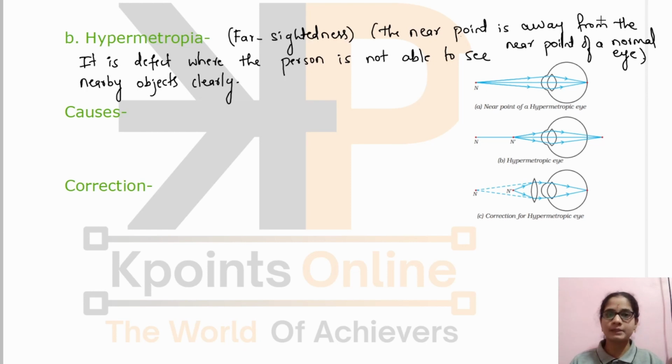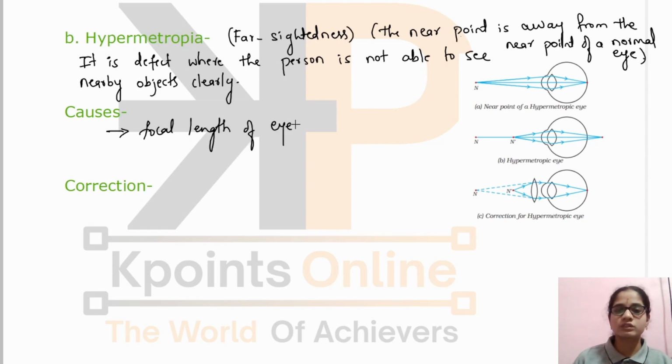So what do we mean by hypermetropia? It is a defect where the person is able to see the further objects clearly, but is not able to see the nearby objects clearly. Then why does this cause? It is caused due to more focal length of the eye lens. It is due to the fact that the focal length of the eyes is too long, and also when the eyeball is too small.